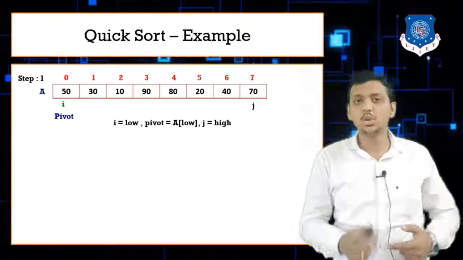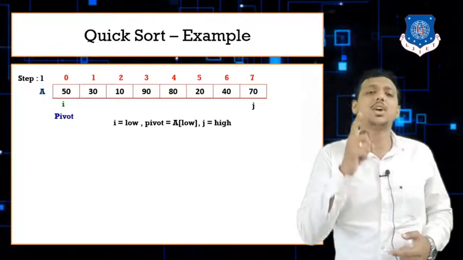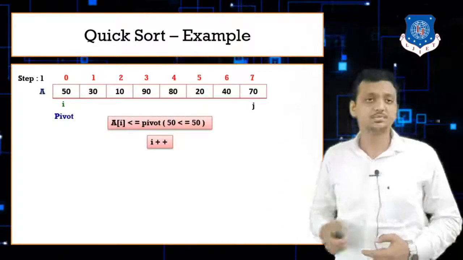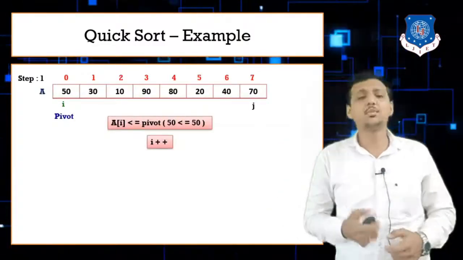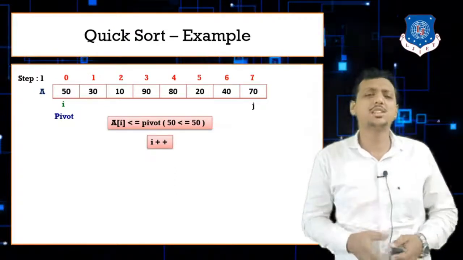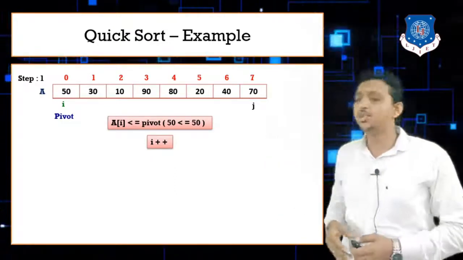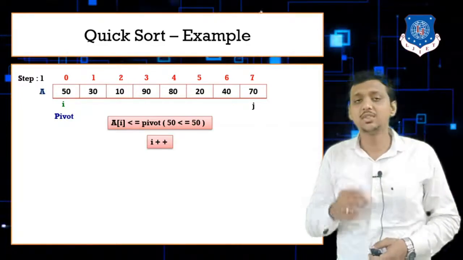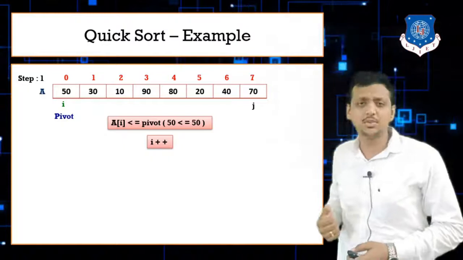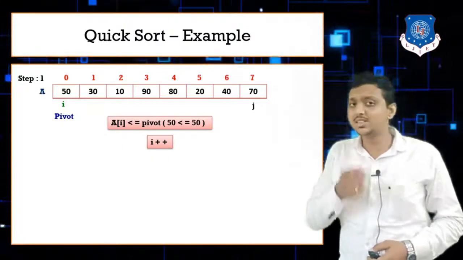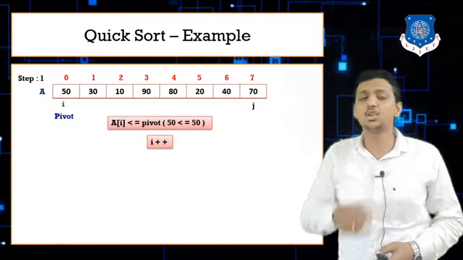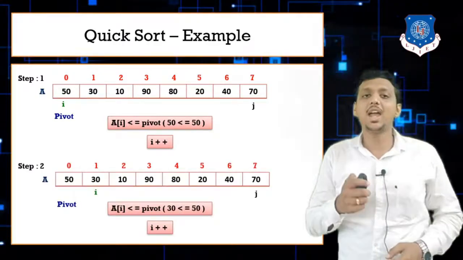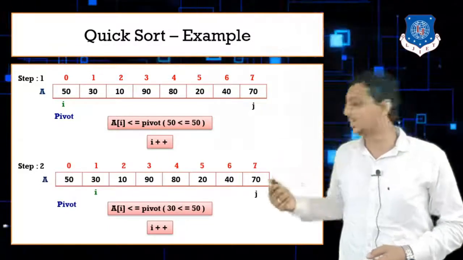What is the first rule? First you need to check whether my A of I is less than or equal to pivot or not. So here it is, my first step, number 1. Here I am going to check whether my A of I is less than or equal to pivot. A of I is 50, pivot itself is 50. So students, is 50 less than or equal to 50? Yes. So what you have to do is just increment I. So my I is getting incremented and it goes like this.